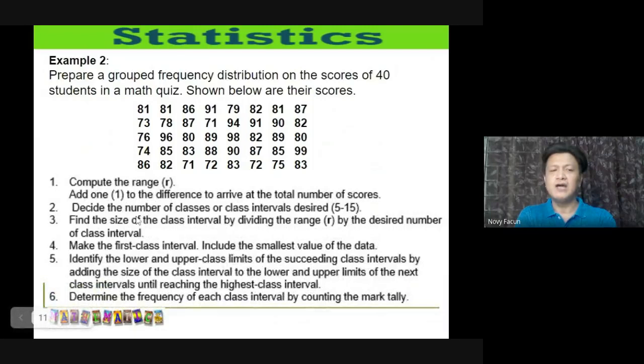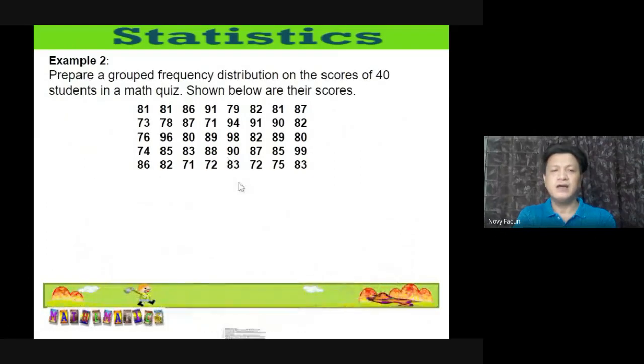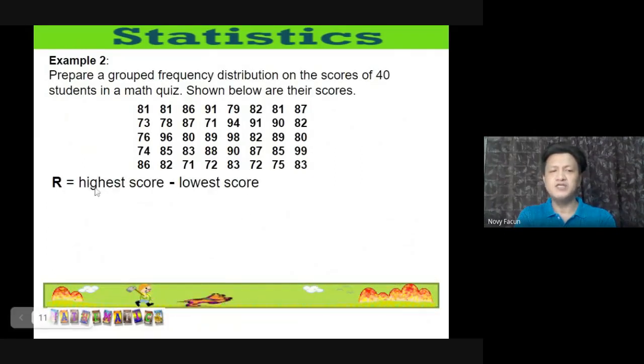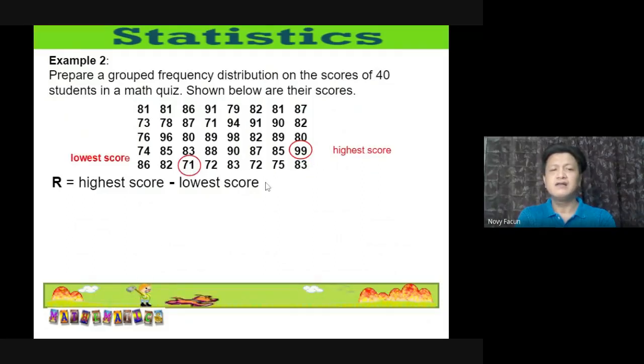Okay. So gagawin muna natin, hanapin natin yung range or find the range. Siyempre, alamin muna natin yung highest and lowest score. Okay, so that is, we are going to apply the range. We have highest score minus lowest score. Ano ba yung highest score natin dyan? That is 99. So, ano naman yung lowest natin? That is 71. That is the lowest score.